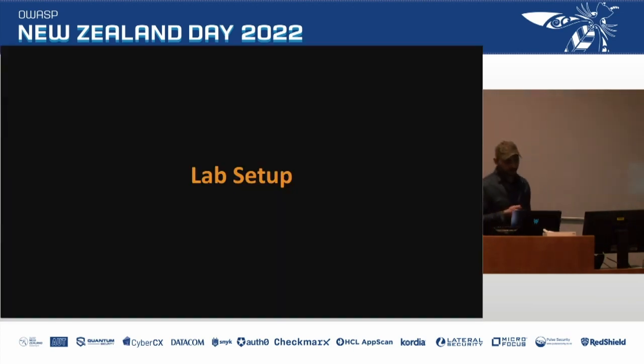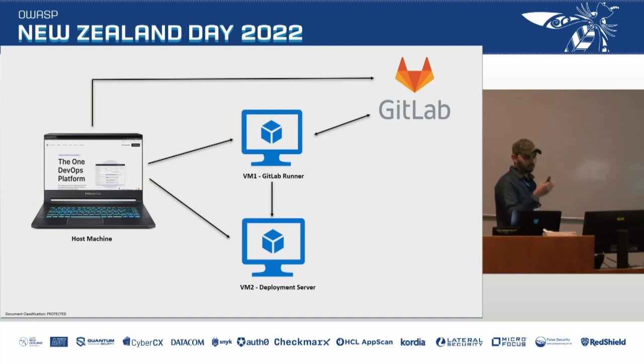Lab setup. Well, to show you, I've just created a lab on my computer, as you can see. That's my host machine, and I'm running 2 virtual machines. One is running a GitLab runner. I'll explain to you what that is. And then there's a deployment server.